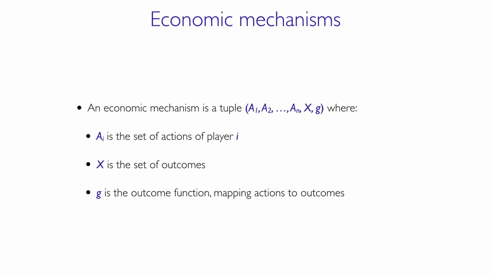We introduce the notion of economic mechanism. An economic mechanism is a tuple A1, ..., AN, X, G, where Ai is the set of actions available to player i, X is the set of outcomes, and G is the outcome function mapping every action profile to an outcome.